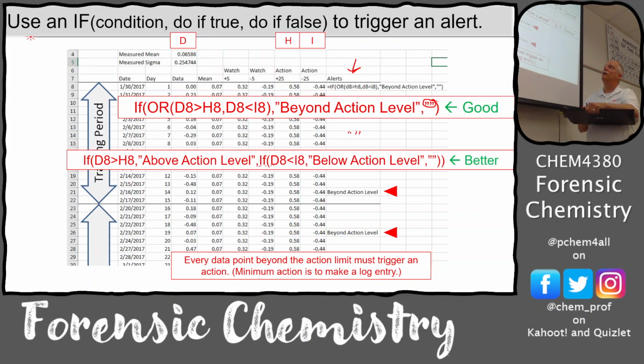Otherwise, let's test if it's low. So we put in another if-then statement inside the first one. Otherwise, do this if-then statement. So if D8 is less than the lower limit, comma, then type in "below action level." Otherwise, do nothing, and you've got to close both parentheses. That's better, actually, because it's telling you when you're above or when you're below.